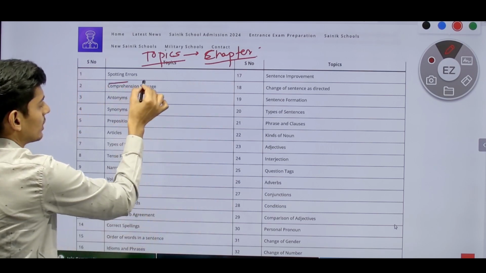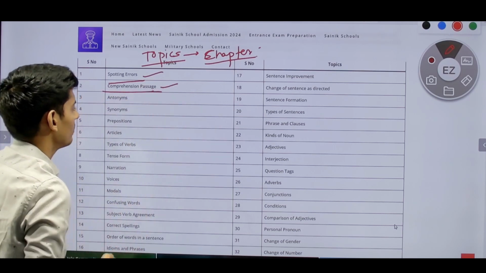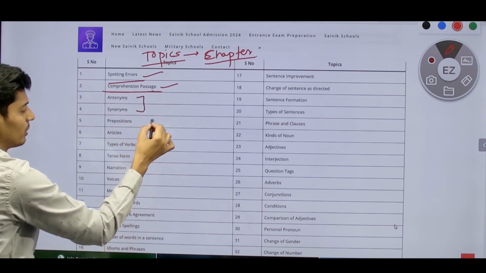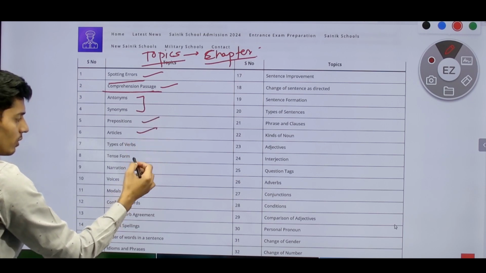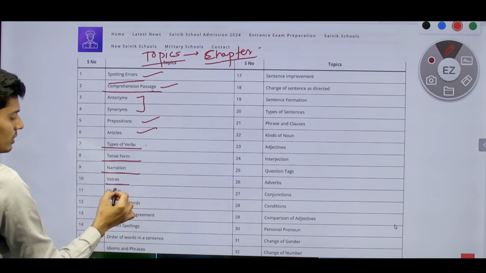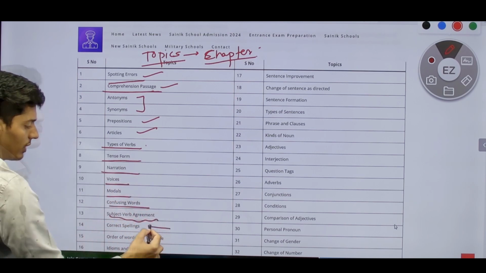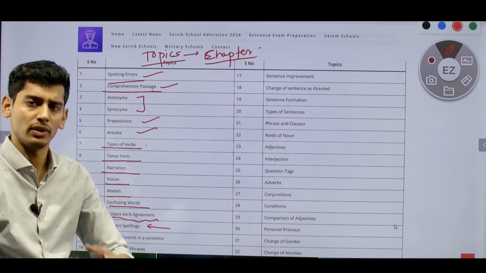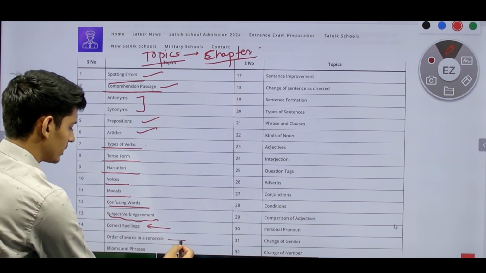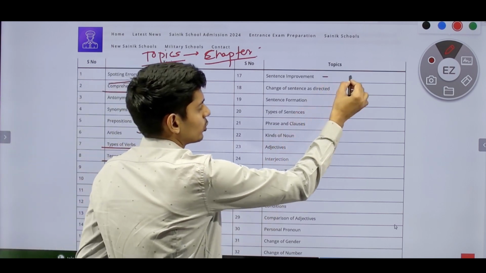Okay, so spotting the errors in a sentence and comprehension passage are part of every single exam. Then you have antonyms and synonyms, preposition, articles, verbs and types of verbs, various tenses, narration, voices, modals, confusing words, subject verb agreement. Then you have finding the correct spelling out of the given 4 options, order of words in a sentence, jumbled words, idioms and phrases. Then you have sentence improvement.